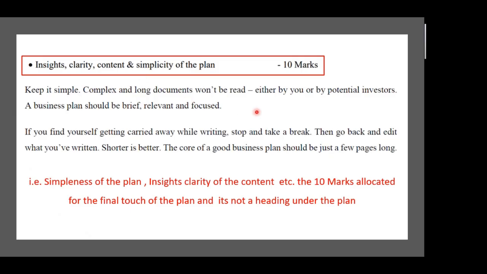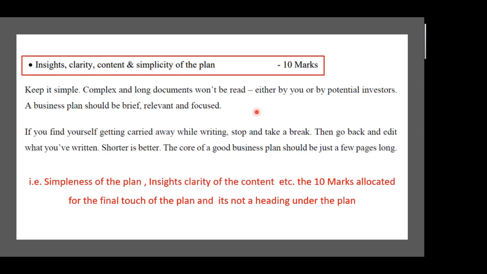And the final point, of course, I highlighted this at the very beginning also. The final point out of the 7 points highlighted in writing a business plan in the CIPM guideline is insights, clarity, content, and simplicity of the plan, where 10 marks are allocated.